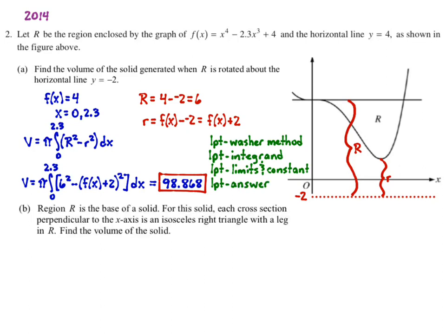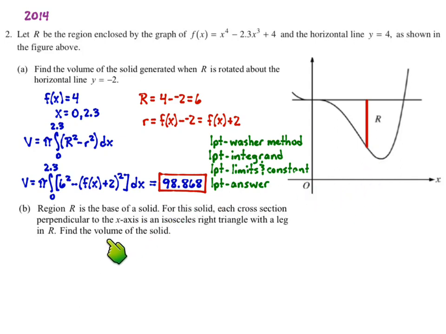All right, for part B, it says the region R is the base of a solid. For this solid, each cross-section perpendicular to the x-axis is an isosceles right triangle with a leg in region R. Find the volume of the solid. So remember that the cross-sections we're talking about are perpendicular to the x-axis, so that means we're going to be drawing vertical lines, and they are bounded by the region R. So that is one cross-section. That red line represents one cross-section in region R, perpendicular to the x-axis.